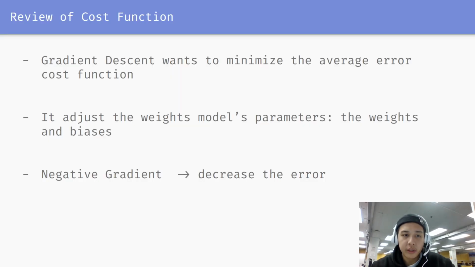So back propagation. As we learned last week or the week before in week two, gradient descent wants to minimize the average error of the cost function. The reason we want to do that is because we want to adjust the model's parameters such as the weights and biases. This is what helps us minimize, so adjusting these weights or biases minimizes the average error. And we want to find the negative gradient because negative gradient finds the minimum point or the local minimum, which decreases the error.